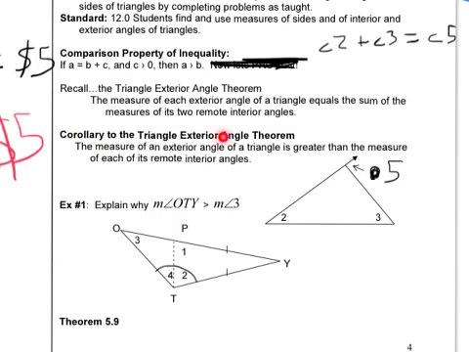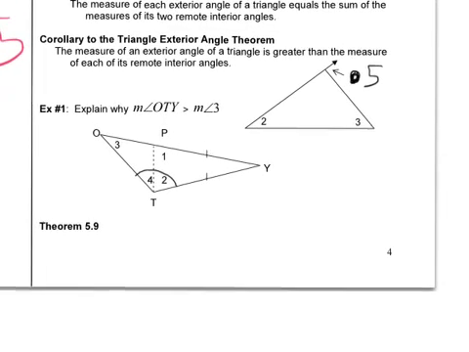Well, the corollary to the triangle exterior angle theorem uses this comparison property of equality, and it says the measure of each exterior angle of a triangle is greater than the measure of each of its remote interior angles. So angle 5 here has to be greater than 2 or 3, since 2 plus 3 equals 5. Alright, that's the basic idea. And so we're going to take that to this next situation here.